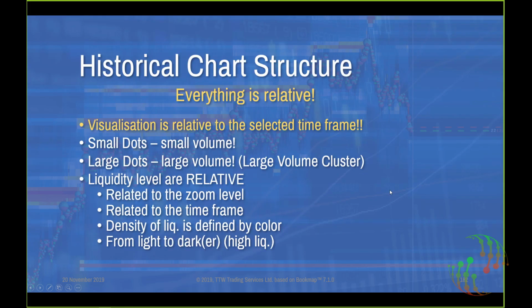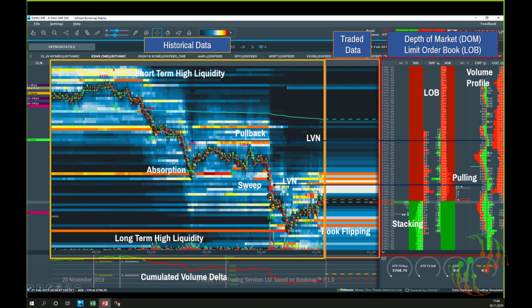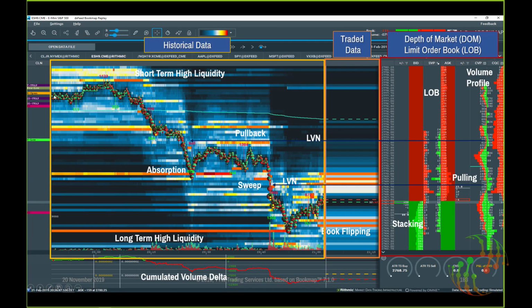But it means we saw that everything is relative. Visualization is relative to the selected time frame. Small dot, small volume; large dot, large volume. Liquidity levels are relative to the zoom level, time level, and so on. That means we have a historical part here on Bookmap. This is the historical part.